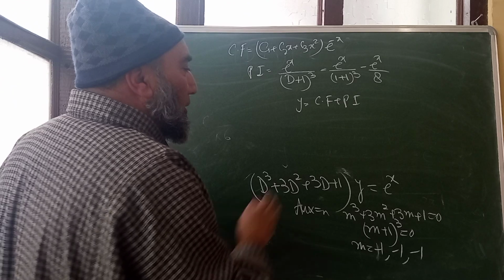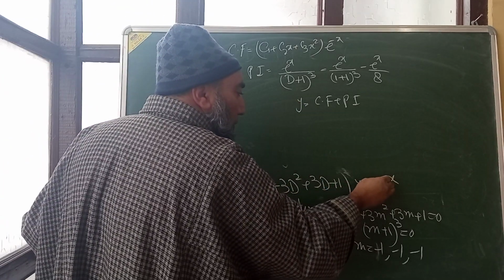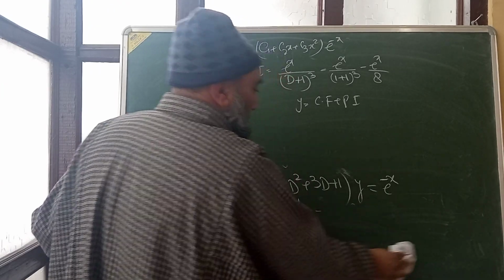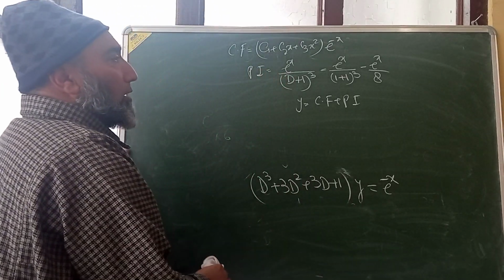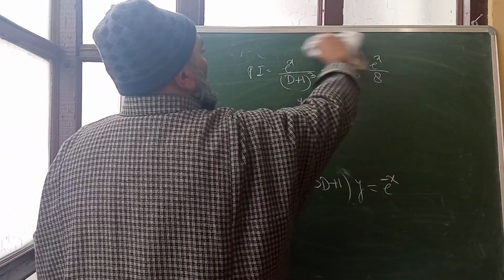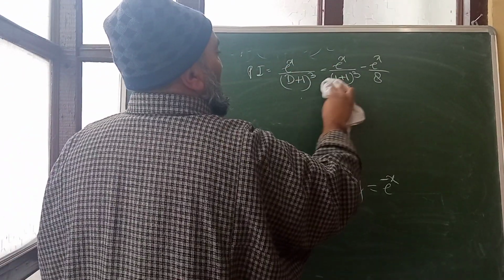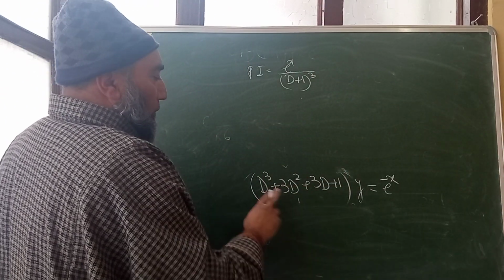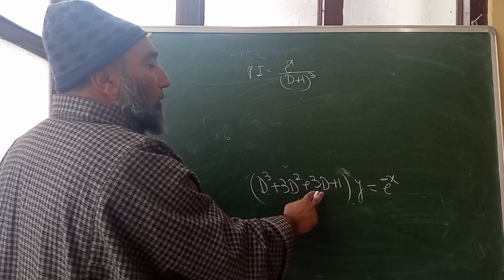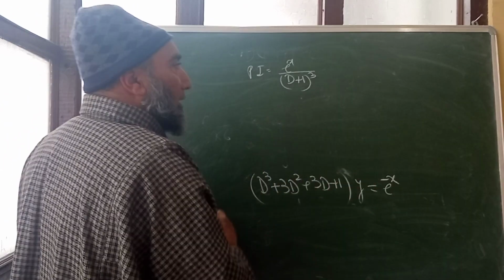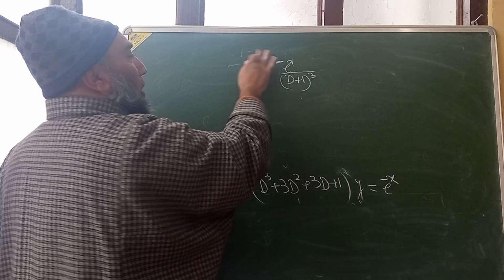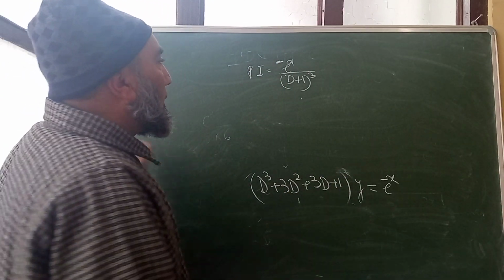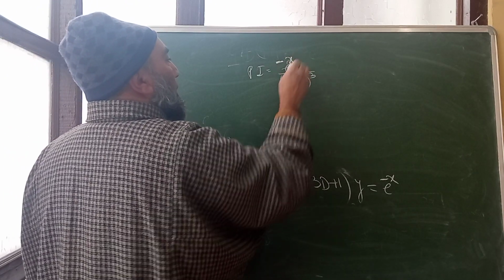Fine. Let me write the same question. I have written e raised to the power minus x over here, not plus x. Okay. I will be showing only the particular integral. Question is (D cube plus 3D square plus 3D plus 1) operating on y equal e raised to the power minus x. So the complementary function, there is no change. Particular integral, you have e to the power minus x upon (D plus 1) whole cube.